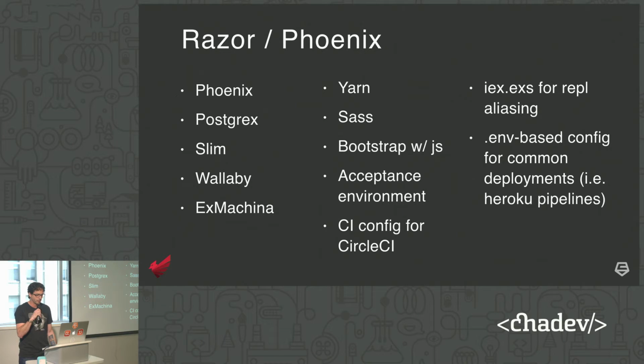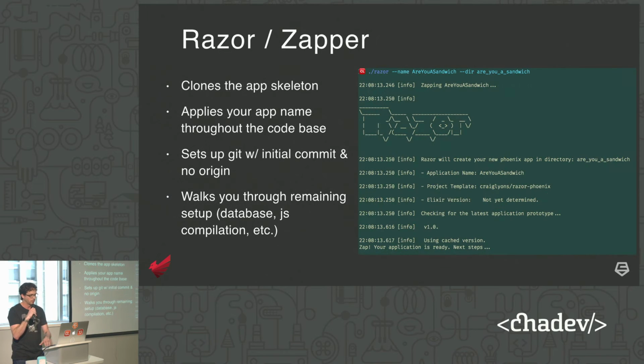CI is handled with Circle CI for now. I'm in the process of Dockerizing everything, so that might go to Circle CI 2 or Heroku CI, which is also in beta. And this IEX.EXS, which will be meaningless unless you're familiar with Elixir, but when you open up your REPL, this will alias your main app namespace for you. And it's all based on .env configs for deployment and whatever else. So that'll work with Docker or Foreman or whatever you use for that type of thing.